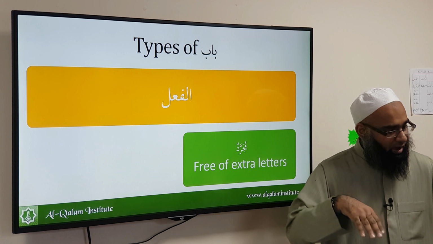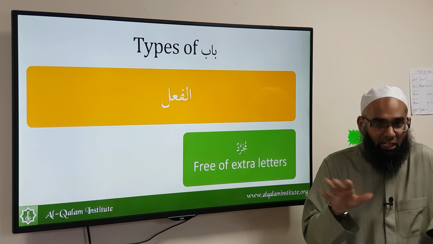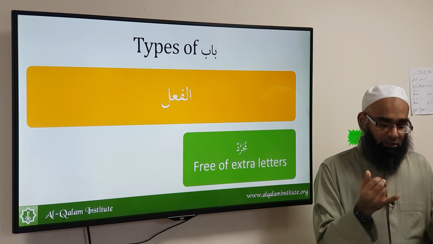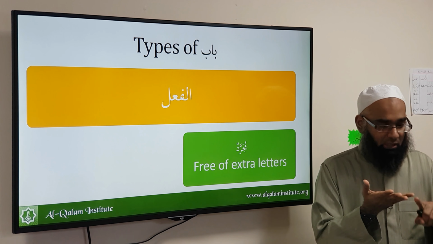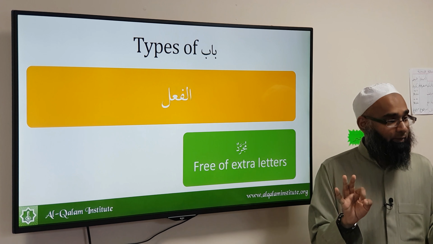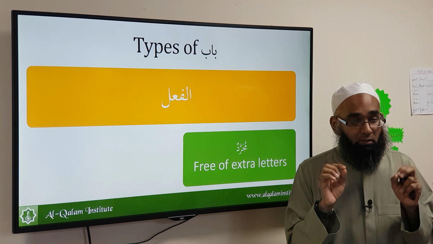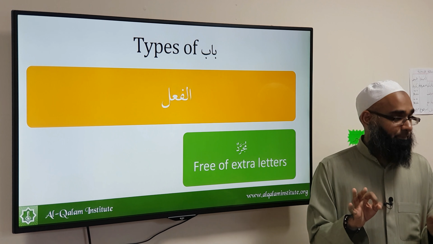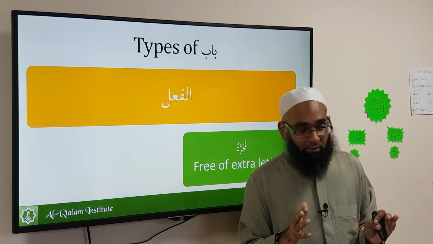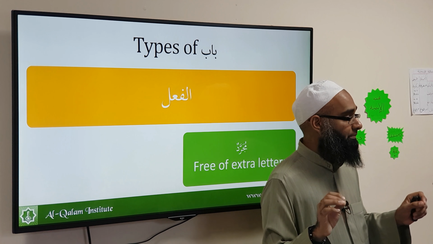Mujarrad literally means to be naked as well, meaning there's nothing extra. These are completely skinned down. Fa'ala, nasara, daraba, sami'a, and nothing extra on it. Just a bare core. That's why it's called al-fa'lul mujarrad. So the 6 babs that we've done in module 1, these are all called al-mujarrad, meaning they have no extra letters.